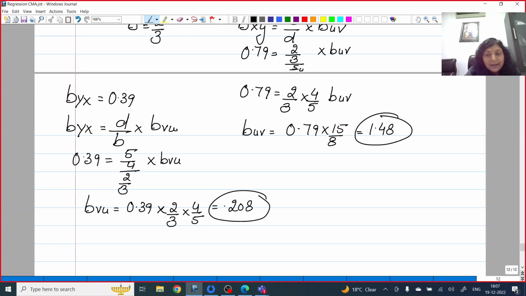So this is how we can compute the value of buv and bvu on the basis of the given values of bxy and byx. So this is a very important property, that is, regression coefficient is independent of change of origin and dependent on change of scale.